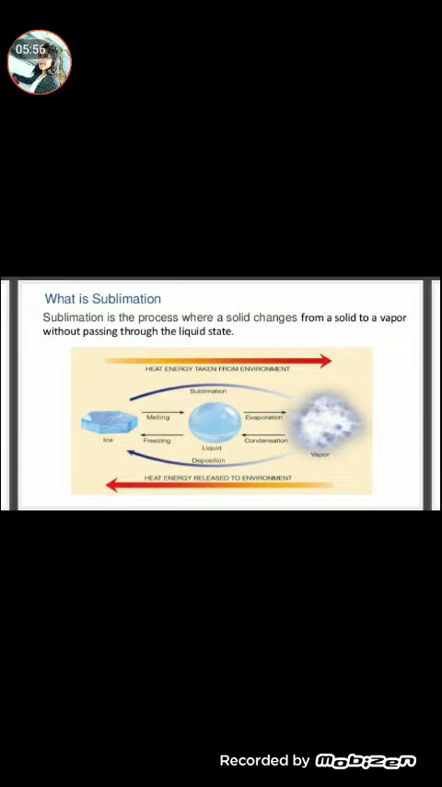So name some substances which are sublime in nature, which can sublimate, which directly change into vapor. These examples are ammonium chloride, camphor. Camphor means kapoor that we use in our daily life also. Anthracene and naphthalene balls, which are used for protecting clothes from small insects. Once again I'm repeating, the names of the sublime substances which directly change from solid to gas or vapor: camphor, ammonium chloride, anthracene and naphthalene balls.